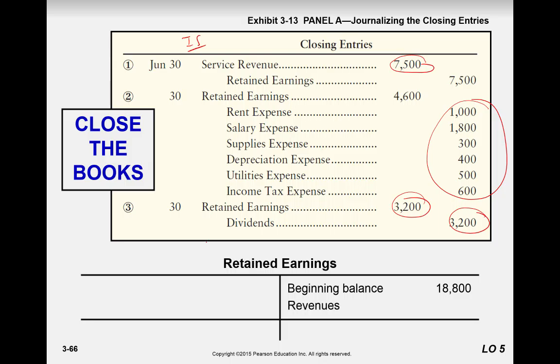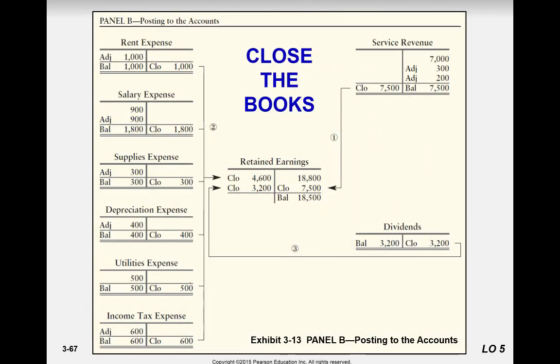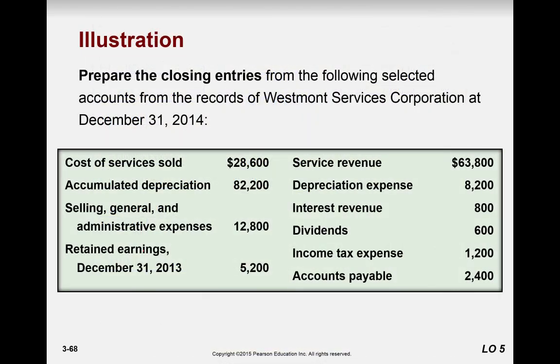So we have our beginning balance in retained earnings. We take the revenues, we take all the expenses out, the dividends to get our ending balance. And this actually now shows your T accounts with the flow from the debits to the credits. So let's practice. Let's prepare the closing entries based on the information given below.